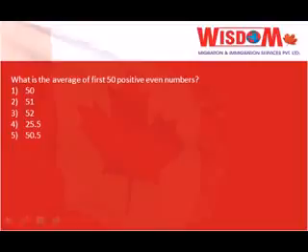So what would be the first number which is positive and even? 0 is an even number, but it's not a positive number. So our first number would be 2. So the first number which is even and positive is 2. The last number which is even and positive and is the 50th number would be 100.